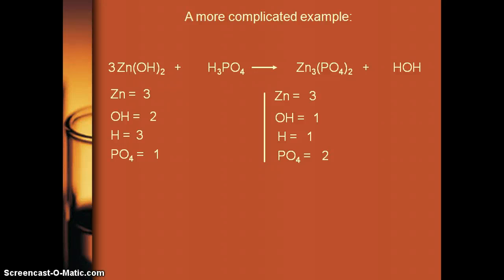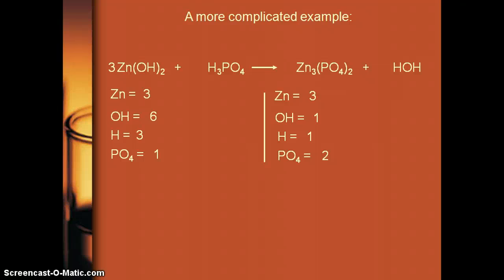And this is going to change the number of zincs we have, but it's also going to change the number of hydroxides we have. So that brings us to 6 hydroxides because we have 2, and then we're going to multiply the whole thing by 3. So 2 times 3 gives us 6 hydroxides. So our changing of the coefficient has changed our count on the reactant side.